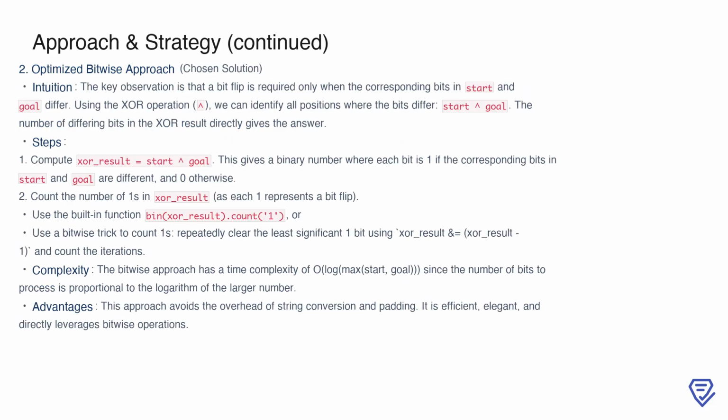A more efficient method is the optimized bitwise approach, which is the chosen solution. The key insight here is that a bit flip is required only when the bits at corresponding positions in the two numbers differ.